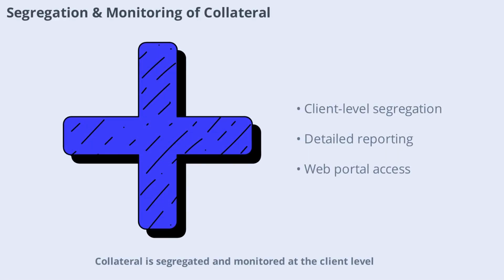Collateral is segregated and monitored at the client level, with detailed reporting by trading and clearing members. Clearing corporations provide web portals for clients to view their collateral status. Collateral allocation is strictly controlled, ensuring that each client's margin requirements are met with their own assets. This transparency and control reduce the risk of misappropriation and enhance the overall security of the system.